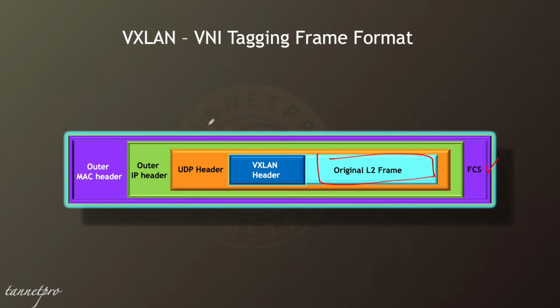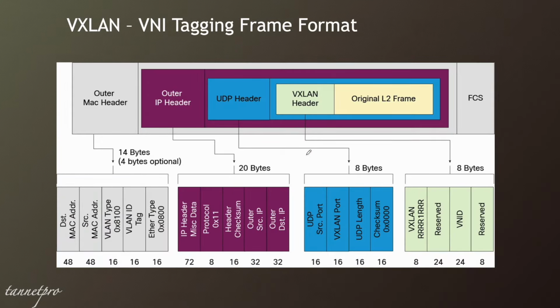So in VXLAN, it's very much similar. But here we use the VXLAN tagging, the VXLAN header. Earlier we used a VLAN header, here we will use the VXLAN header. So it is a little different, right? But the concept is similar. Let's go to the next slide. From here you can understand the VXLAN header and tagging, the components that you can understand over this slide. I will try to explain each and every part in the next video.